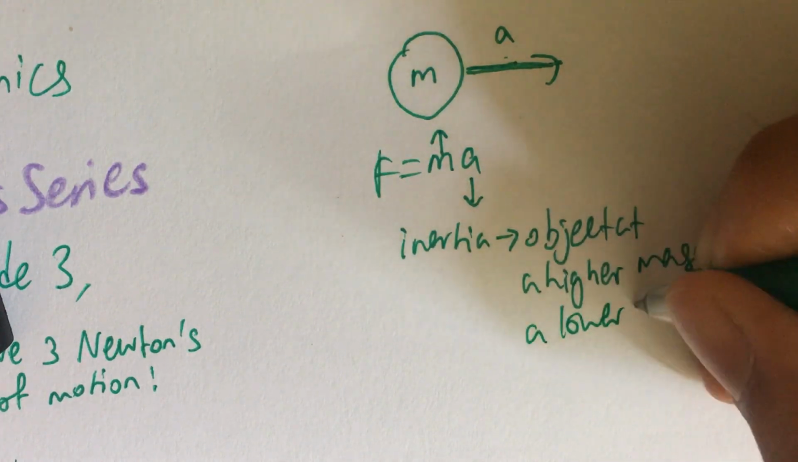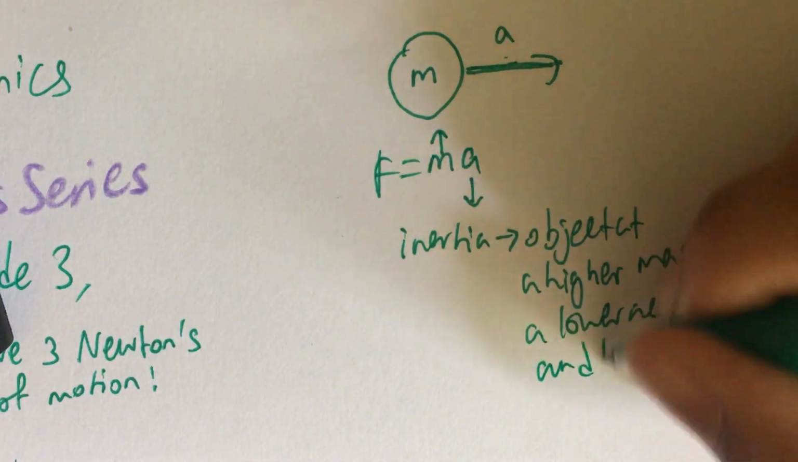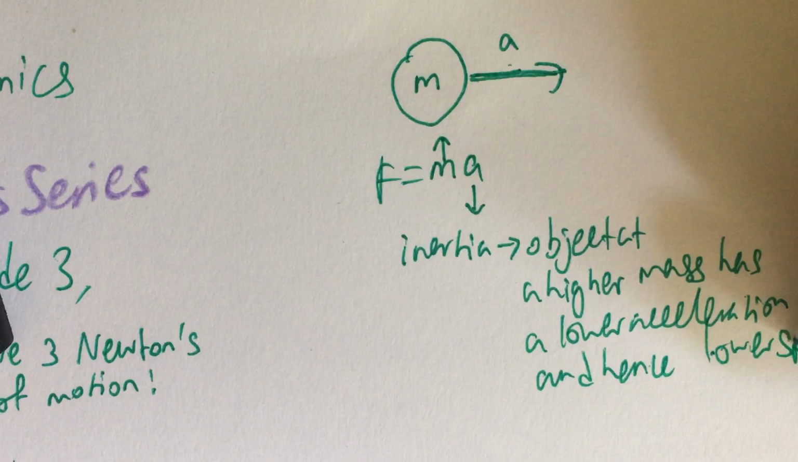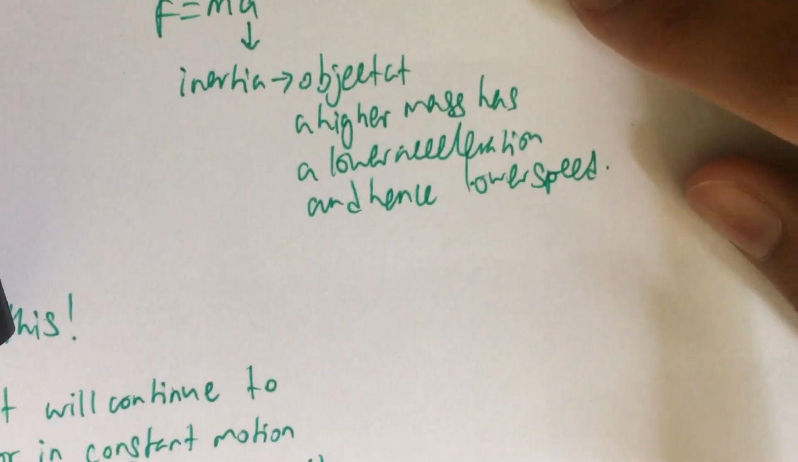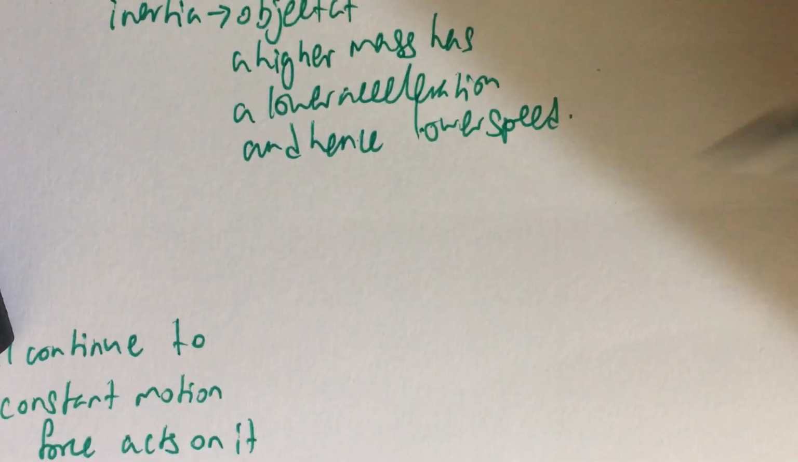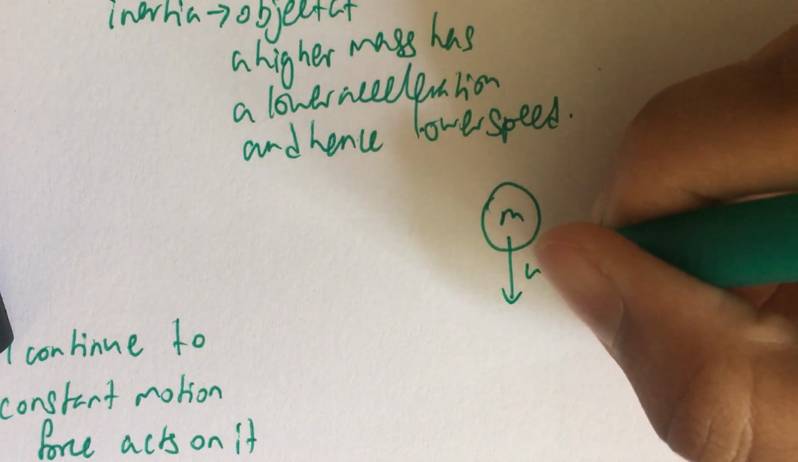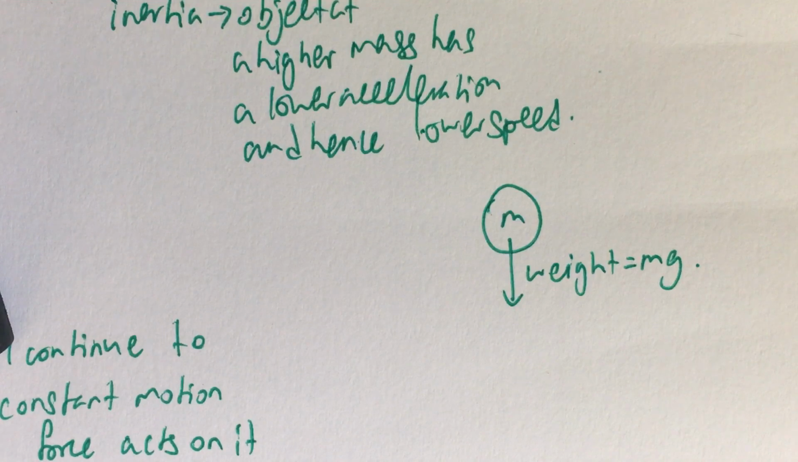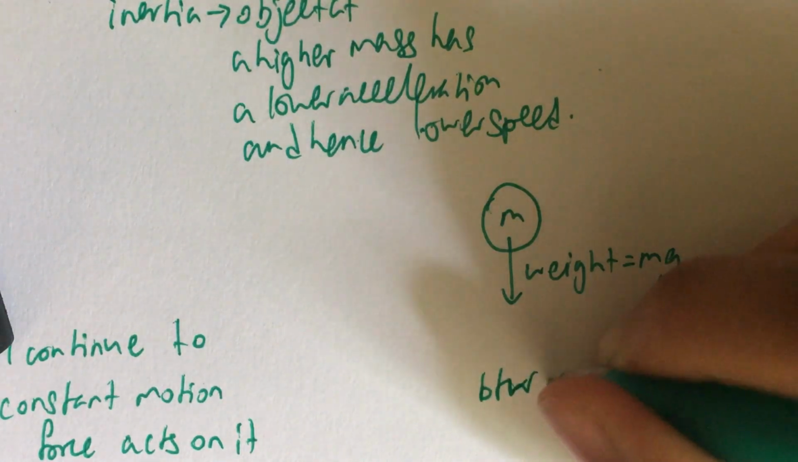Okay, cool. And the third point is about weight. The definition of weight is the force acting on an object due to the gravitational field. So in a way, your weight is considered as mass times g, and it's not the number you see on the scale, but instead that number times 9.81.